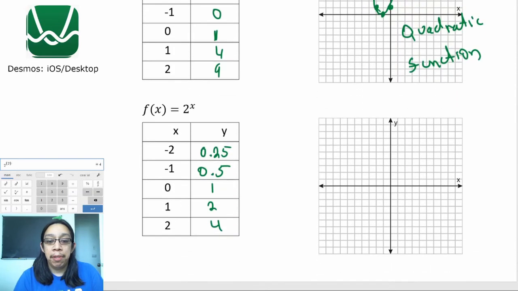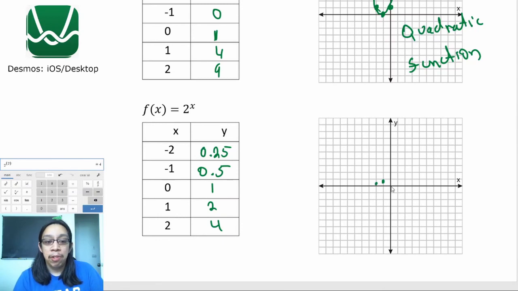Our last example is 2 to the power of x. Just like before, I already have all the points. Let's go ahead and plot them. -2 and then 0.25. You're going to have to do a little bit of guesswork here, or try to do your best to plot a point that's right there. It's kind of below 1 and it's right above 0. It's a really small number. Next one is -1, 0.5. We can see that's just a little bit above this one.